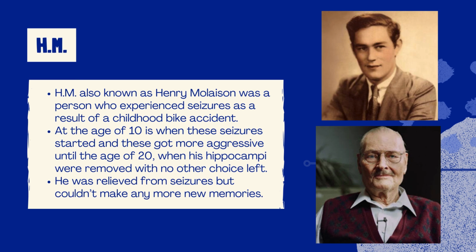H.M., also known as Henry Molaison, was a person who experienced seizures as a result of a childhood accident. The seizures started at the age of 10 and got more aggressive until the age of 20, when his hippocampi from his medial temporal lobes were removed because that's where the seizures were happening. After that, he got relieved of his seizures, but he couldn't make any more new memories. Note the part that it says new memories, but he could remember old memories.